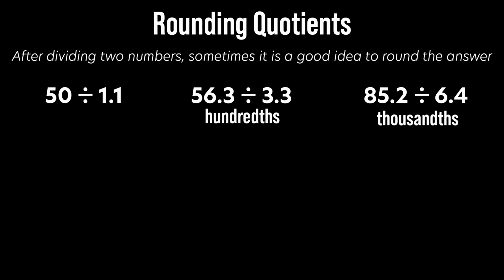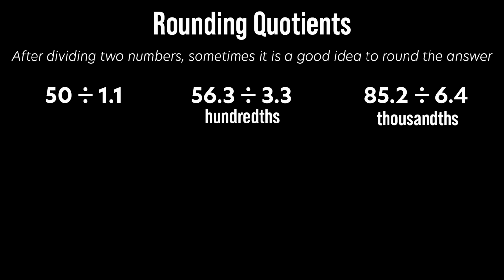Today, we're going to learn about rounding quotients. After dividing two numbers, sometimes it's a good idea to round the answer. So a quotient is simply the product of two numbers being divided by each other. So in this first example, we have 50 divided by 1.1.